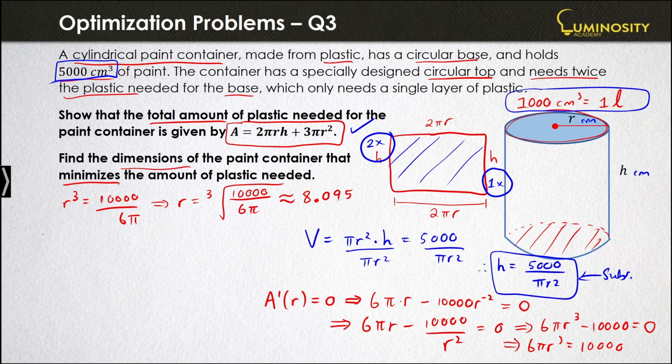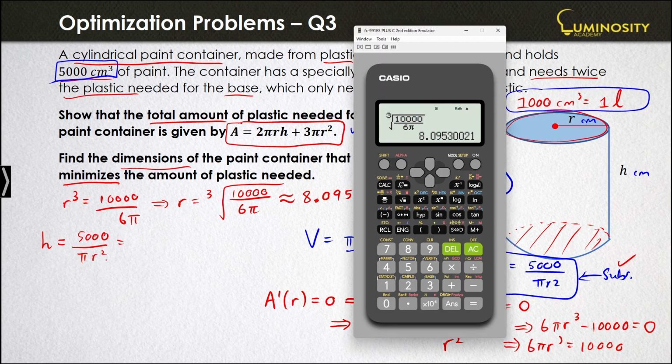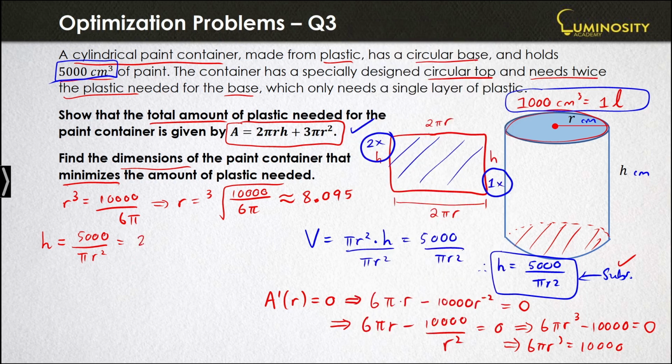What about the other dimension h? Well, remember we worked out that h can be written over here as 5,000 over pi times r squared. So we know what r is. So what I'm going to do is shift store that value into A. So if I recall A, okay, so that's the radius value. So I'm going to say 5,000 all over shift pi times alpha A squared. That's going to give you 24.286. So 3 decimal places. So that's centimeters. Don't forget the measurement units.